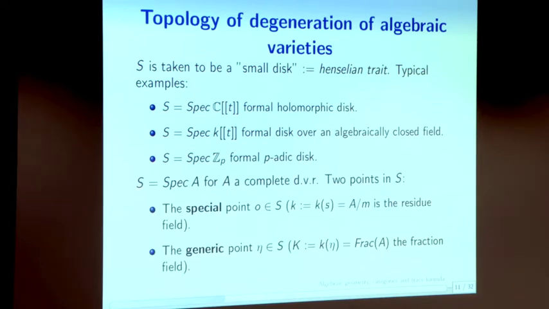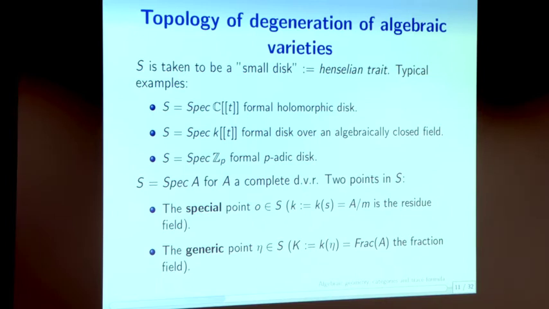Okay, so in all these cases, my S is the spectrum of a complete DVR. And what I want to emphasize is that it's a space with only two points. There is a special point, which corresponds to the ideal generated by T here, and here the ideal generated by p. And there is a generic point, which comes from embedding this ring inside its fraction field. So the residue field I was mentioning on the last slide is either the quotient of A by its maximal ideal, or the fraction field of A.